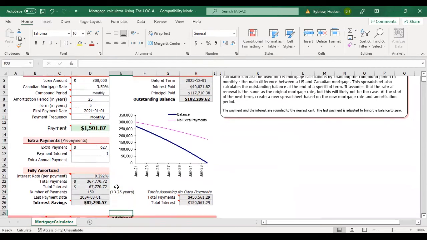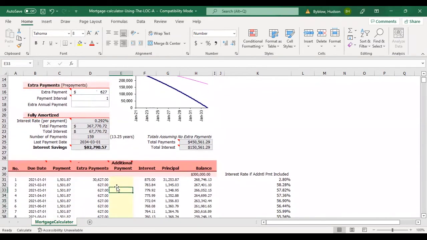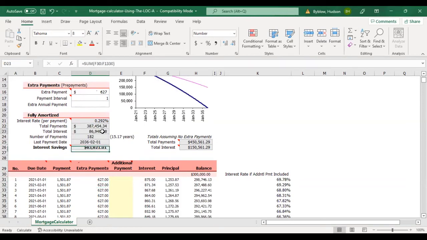Okay, if I didn't have that payment, let's see what would happen here. I'm going to change this back to 627, and we're going to watch this change. So $67,000. Let's change that back to 627 and see what happens. Okay, there's 627. The 67,000 goes up to 86,000 right there.